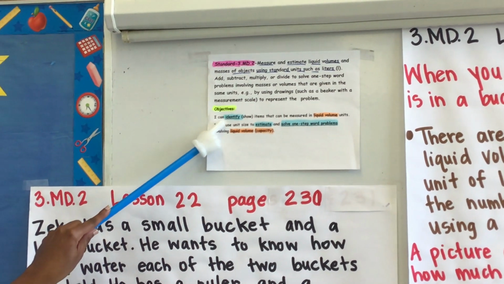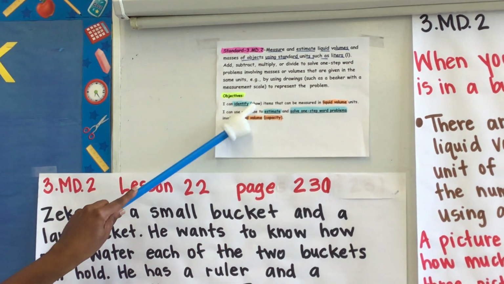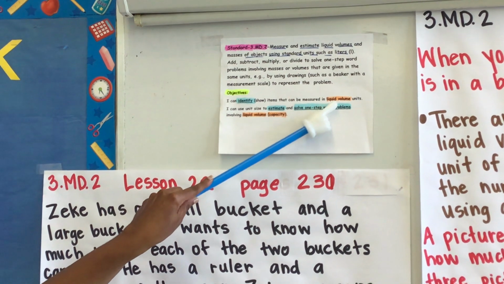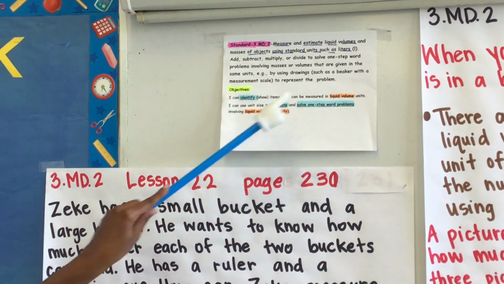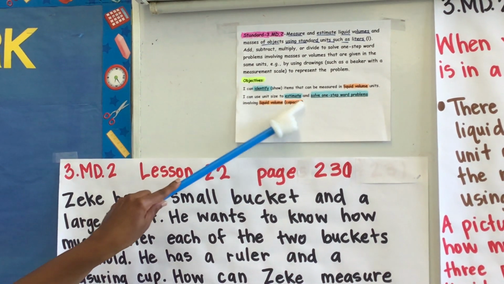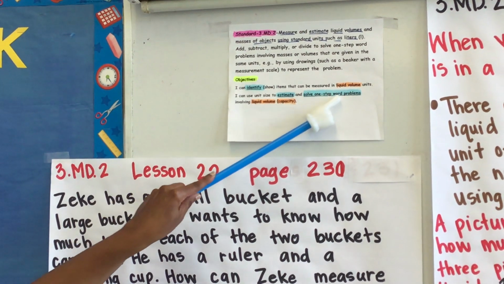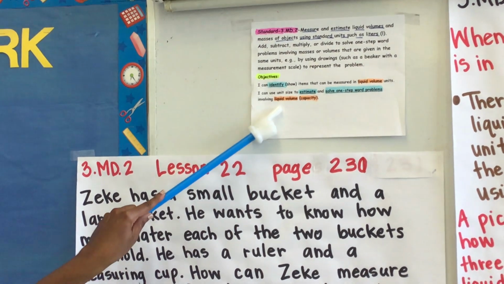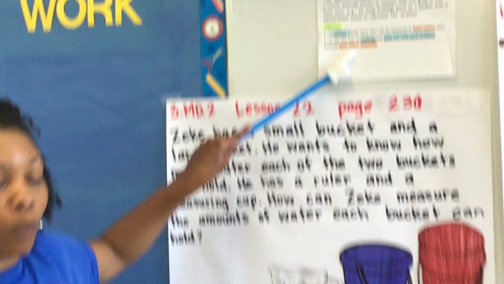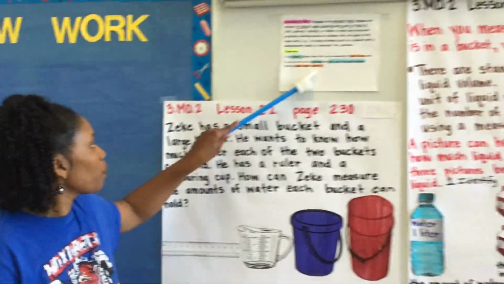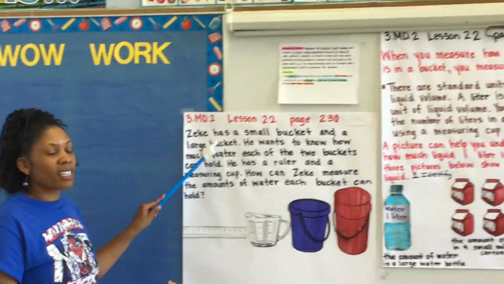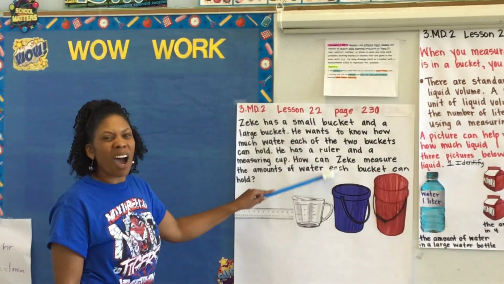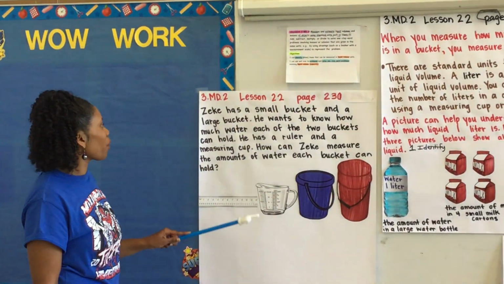So we're going to focus on identifying or showing items that can be measured in liquid volume units. We will estimate some items, and we will also solve one-step word problems involving liquid volume. Another word for liquid volume would be capacity. So let's take a look at this item to see what we already know and use what we already know.